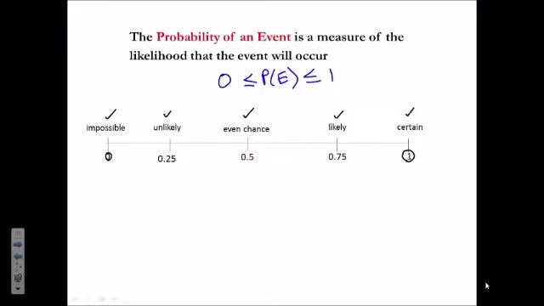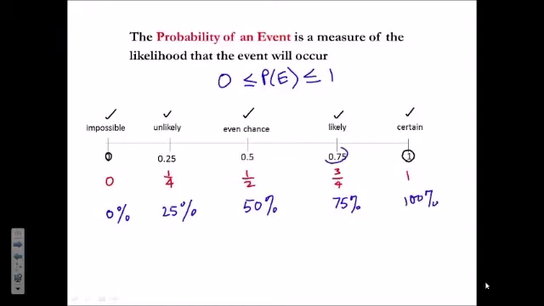Now, these probabilities could be written in the form of decimals, in the form of fractions. This would be 1 out of 4 chance, 1 out of 2 chance, 3 out of 4 chance, or as percents. This would be 0% chance, 25% chance, 50% chance, 75% chance, and 100% chance. So you should be able to convert between decimals, fractions, and percents, because probabilities can be expressed in any one of those forms.